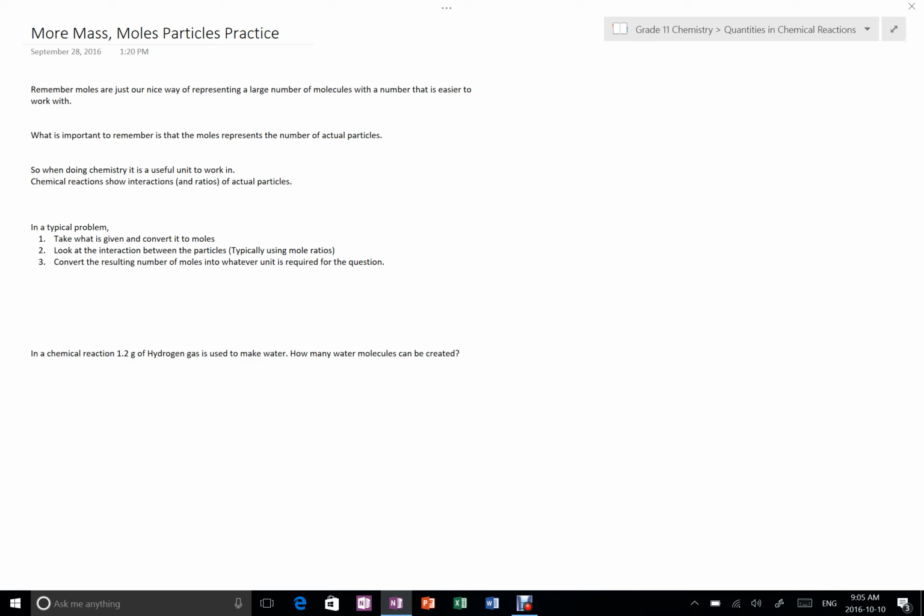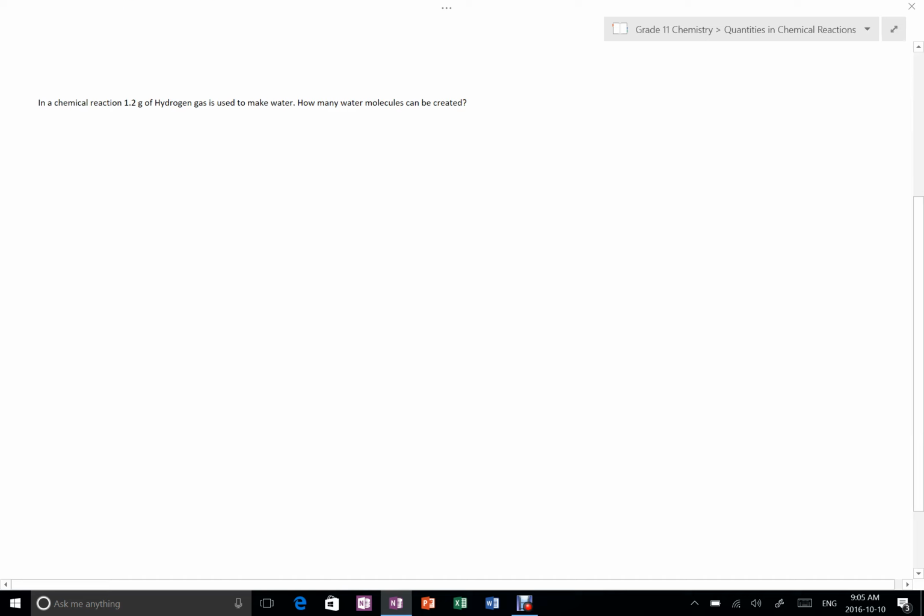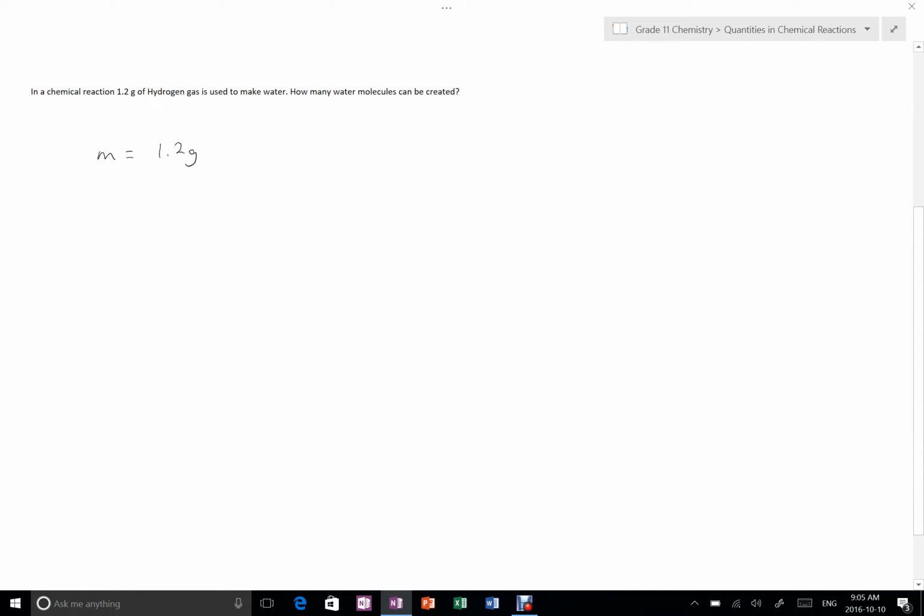In a chemical reaction, 1.2 grams of hydrogen gas is used to make water. How many water molecules can be created? So we have 1.2 grams of hydrogen gas. The mass of the hydrogen gas is 1.2 grams, and the molar mass of hydrogen gas, remember it's H2, is 2 times the 1 gram per mole molar mass of hydrogen itself. So 2 grams per mole.